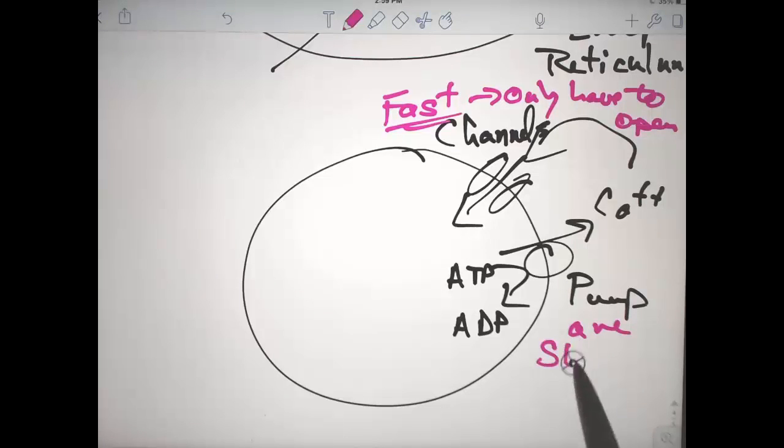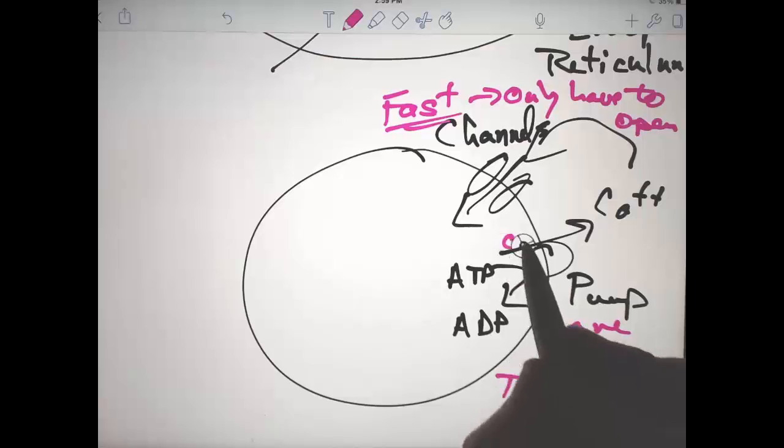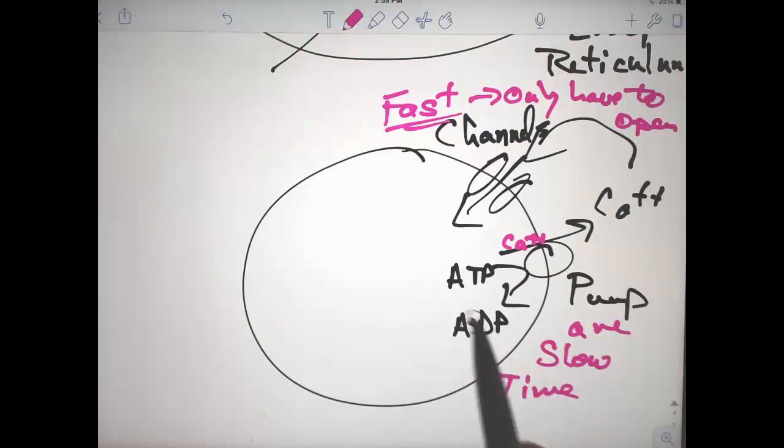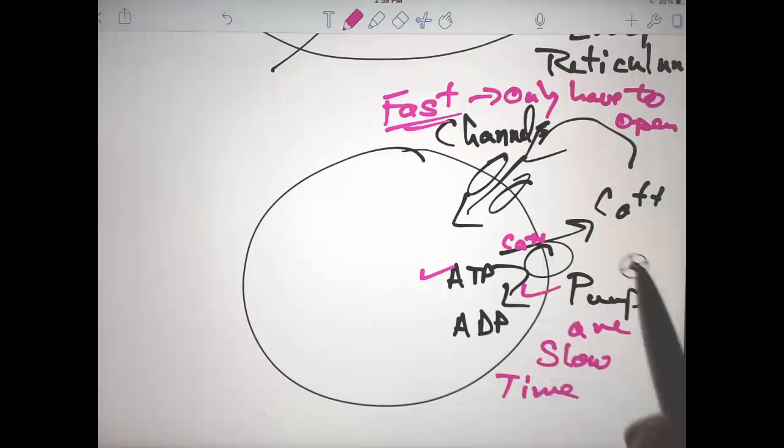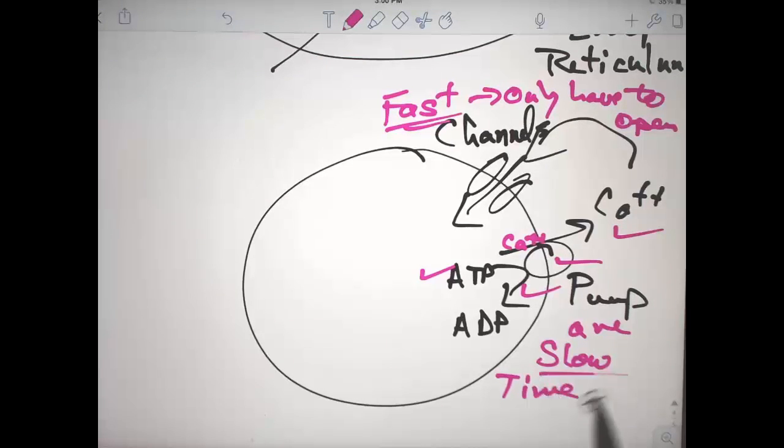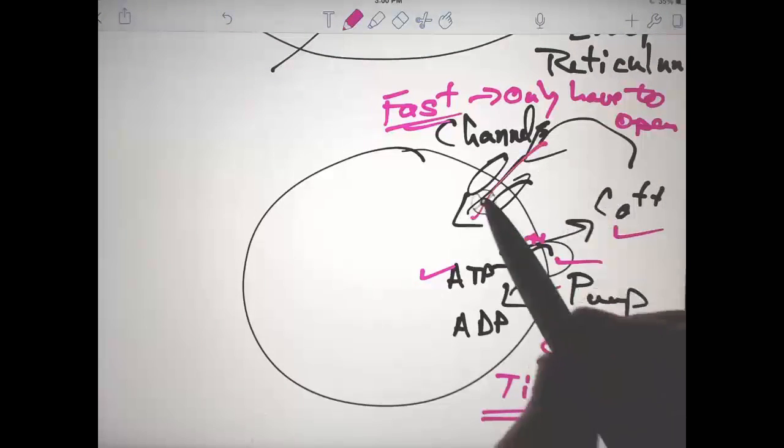Pumps are slow. It takes time for the calcium to bind, for the ATP attachment, the conversion, the change in shape, and the movement of calcium. Pumps are slow. They take time. So moving calcium out takes time, but when there's a message, that's fast. The calcium comes in quickly.